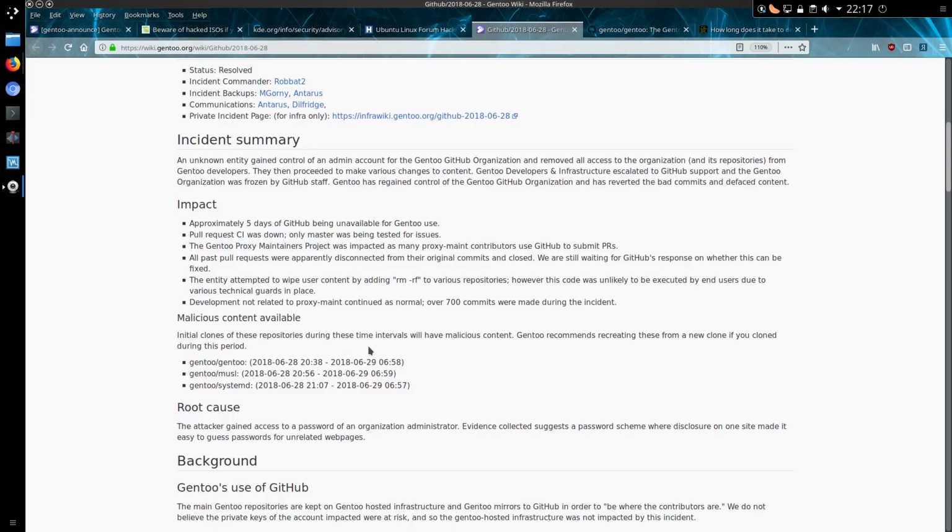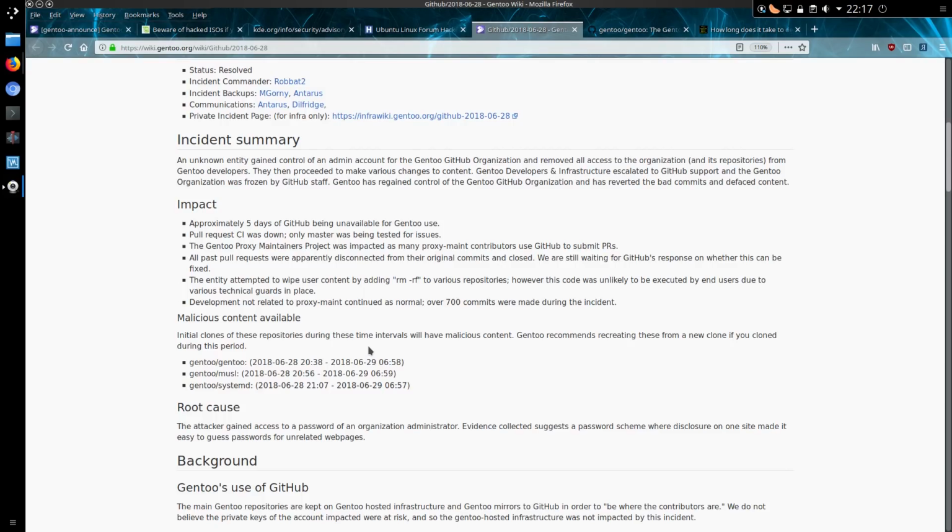So the summary is an unknown entity, okay, let's just say an unknown attacker gained control of the admin account for the Gentoo GitHub organisation, removed access to the organisation and its repositories from Gentoo developers, and then proceeded to make various changes to content. The developers escalated to GitHub support, and the Gentoo organization was frozen by GitHub staff. Gentoo has regained control of GitHub and reverted all bad commits and defaced content. So the impact was approximately 5 days of GitHub being unavailable for Gentoo use.